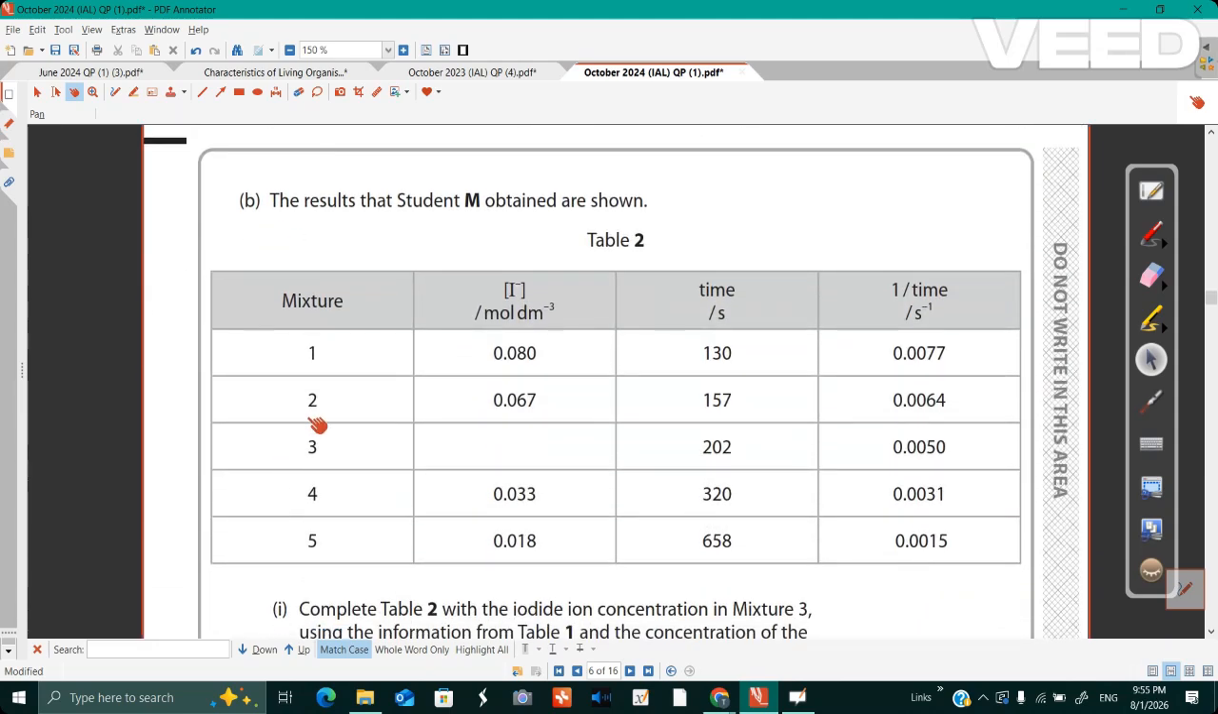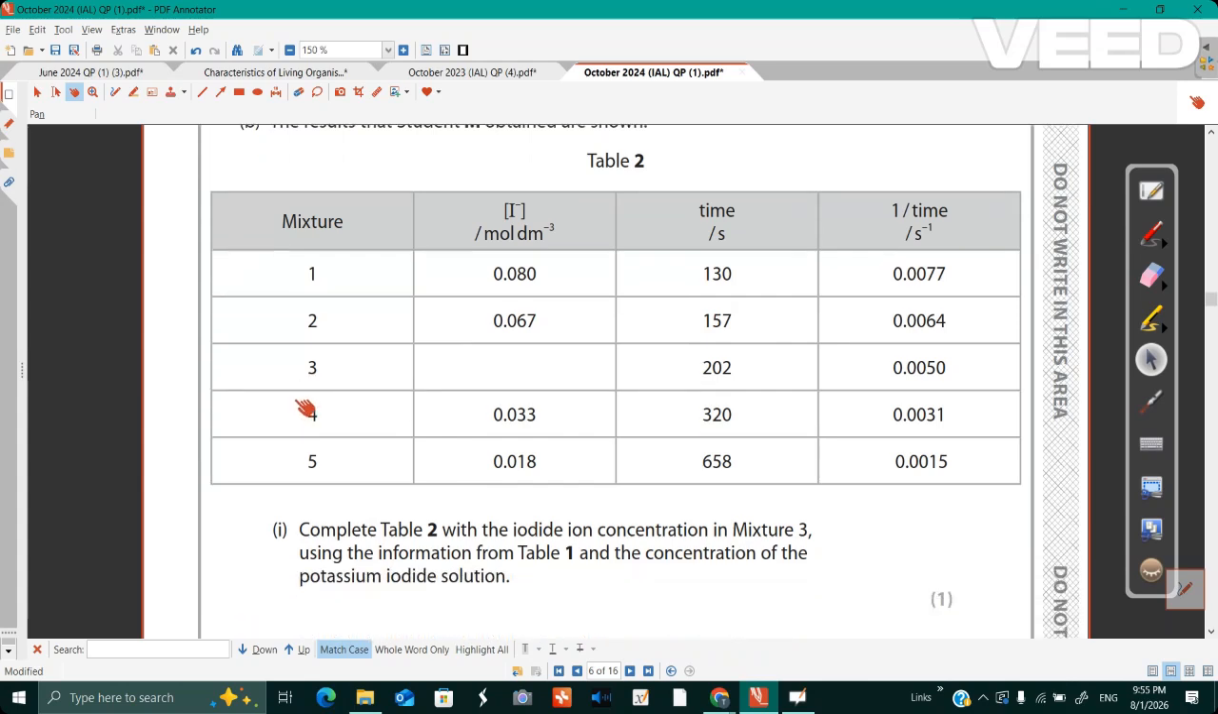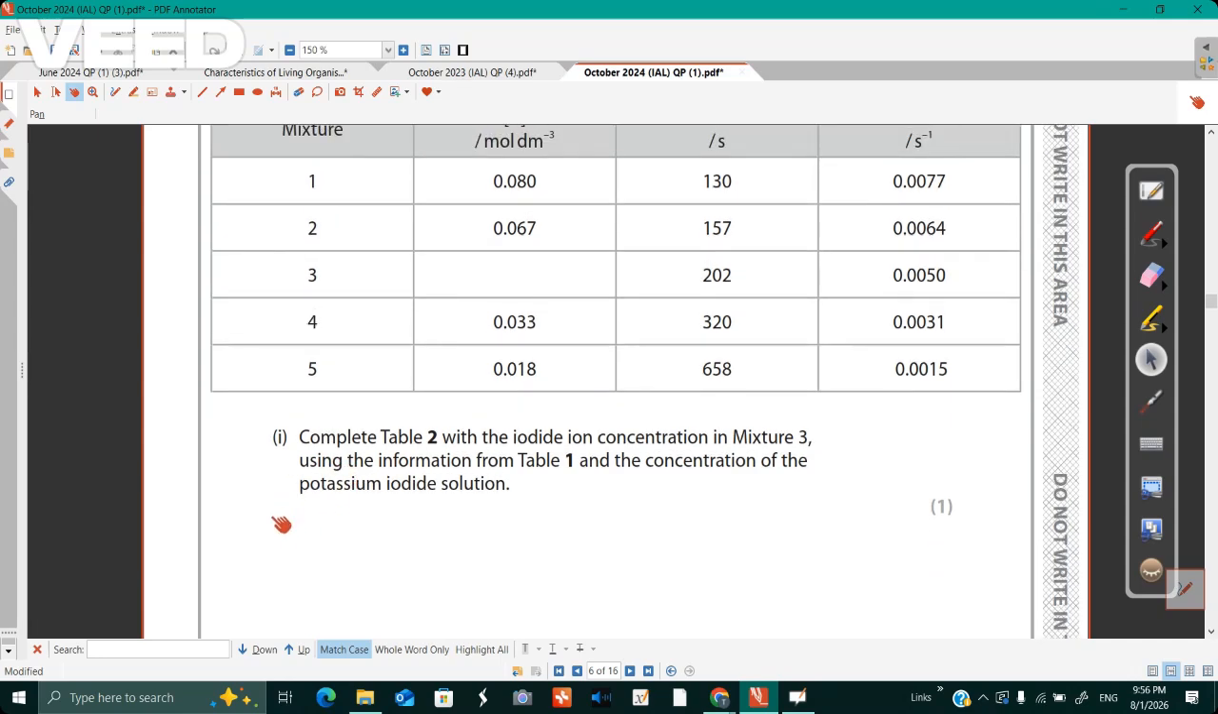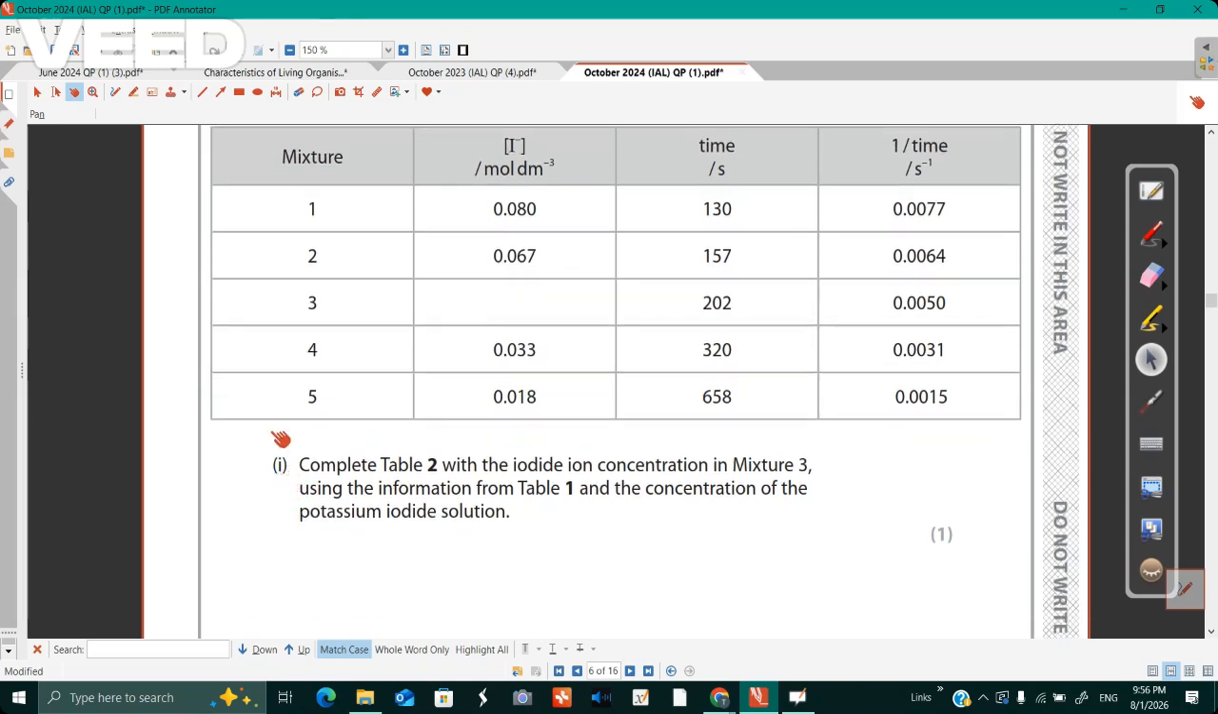The results that student M obtained are shown. Complete the table with the iodide ion concentration in the mixture. So they have given it. The I minus concentration in mixture number 3 is to be found, but the rate is given, the time is given, right? So you must find the iodide concentration using the information in the table.